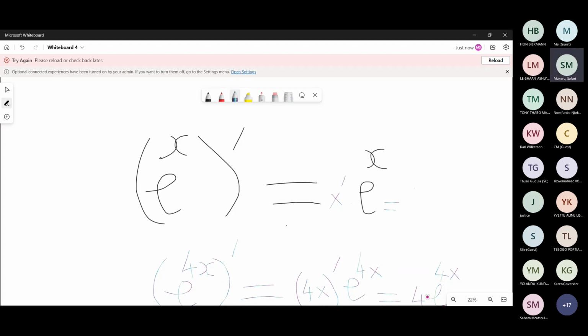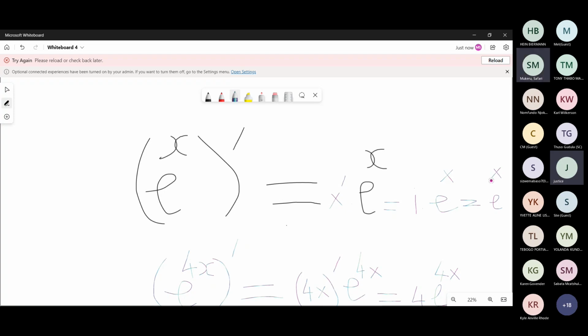Look here down. Even then, we took 4x. Can you see my mouse? 4x comes down with its derivative. So here we also take this x down, but we also take the derivative. And you are right, because here x prime is 1. And 1 multiplied by e power x is exactly e power x.